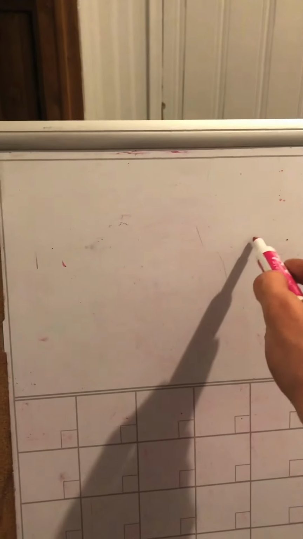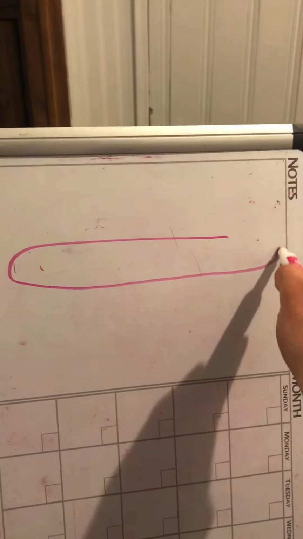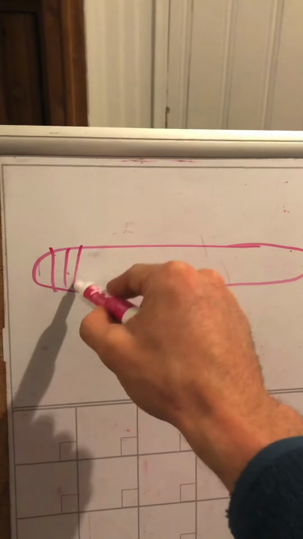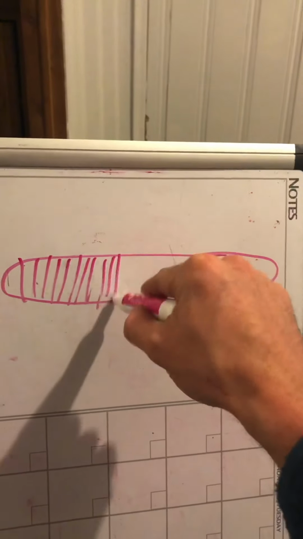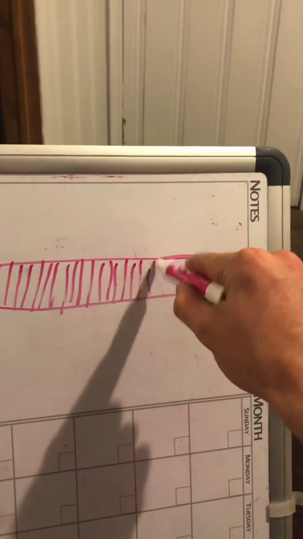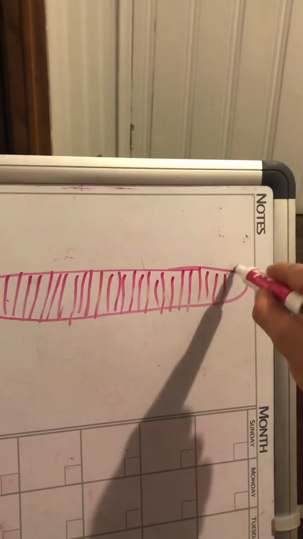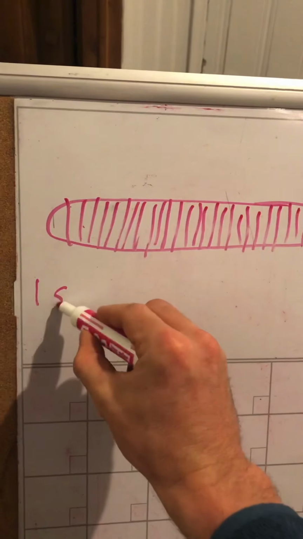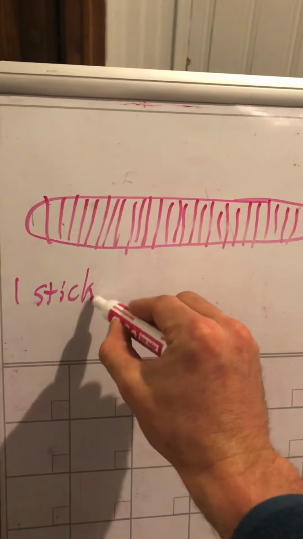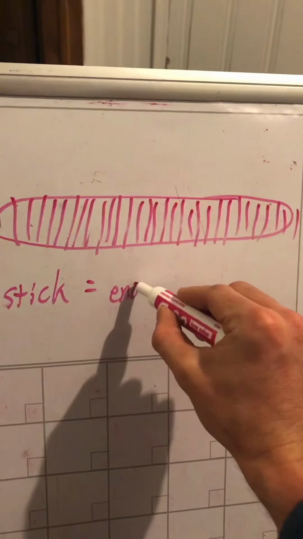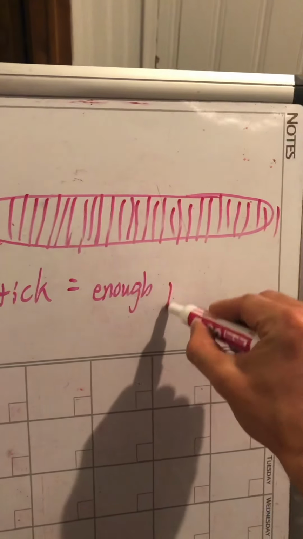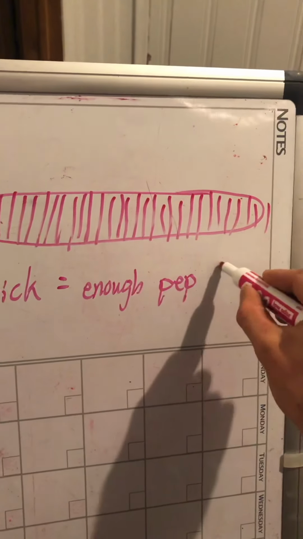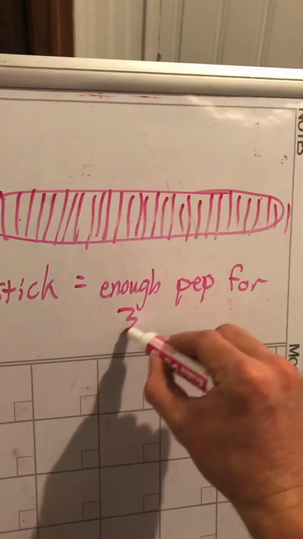So I'm going to flip around here to this whiteboard I've got and show you what I mean. Say we bought a log of pepperoni and we cut this whole thing into a bunch of slices like this. And this whole log actually made enough pepperoni for 3 pizzas. So 1 stick equals enough pepperoni for 3 pizzas.